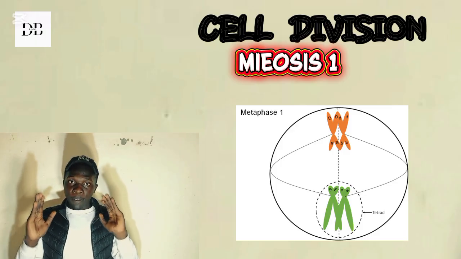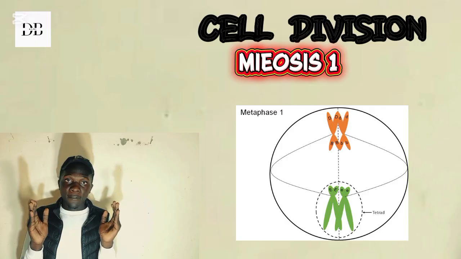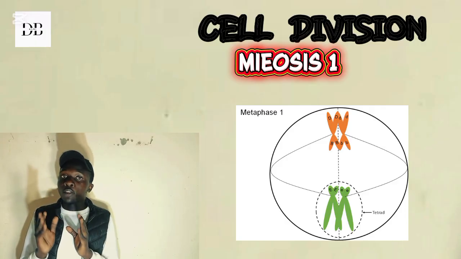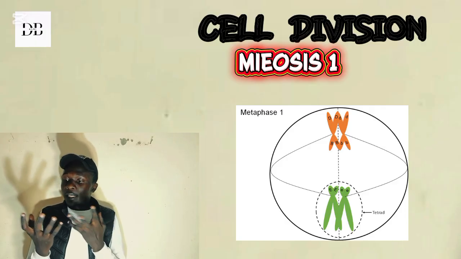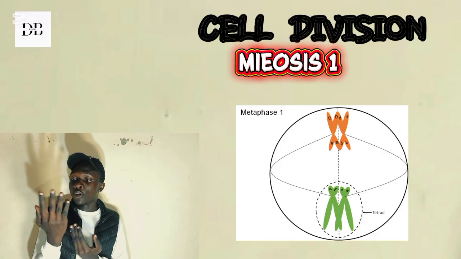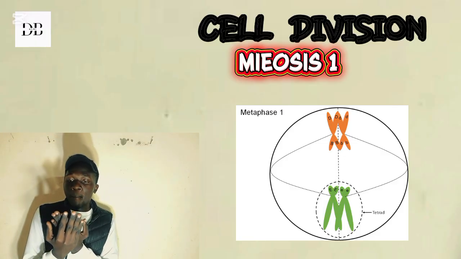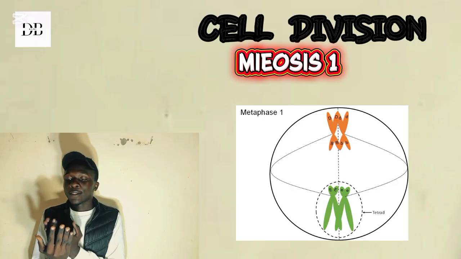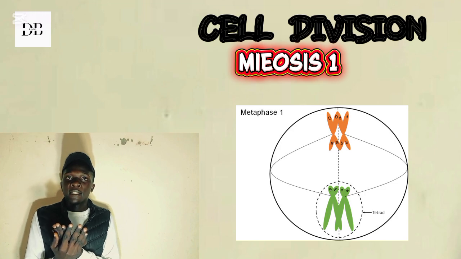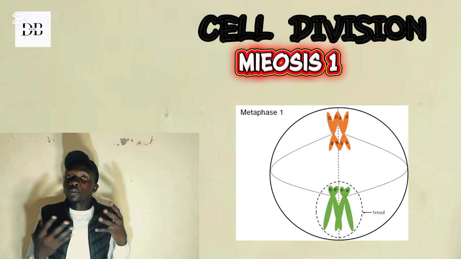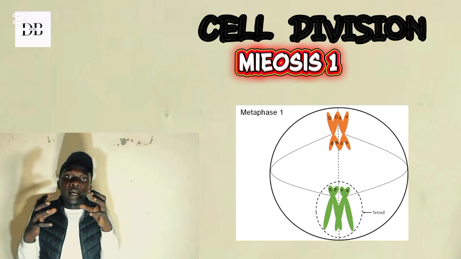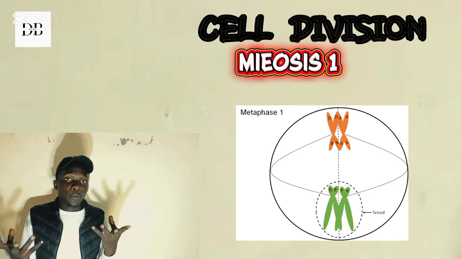Another point to keep in mind before we even move to this metaphase one is that in prophase one, we have a pair of similar chromosomes pairing together. So you have a chromosome and another chromosome pairing together, and that is called a bivalent because we have a pair of two chromosomes assembling together at one point.